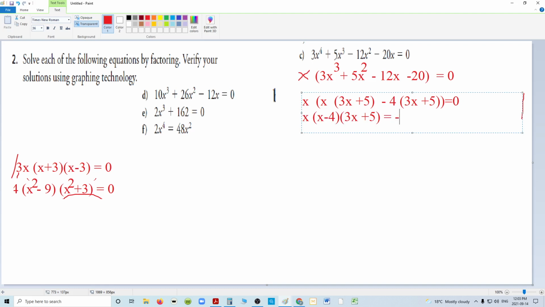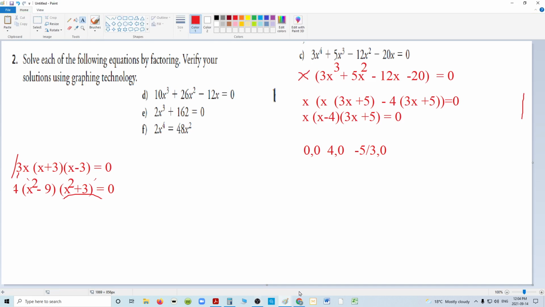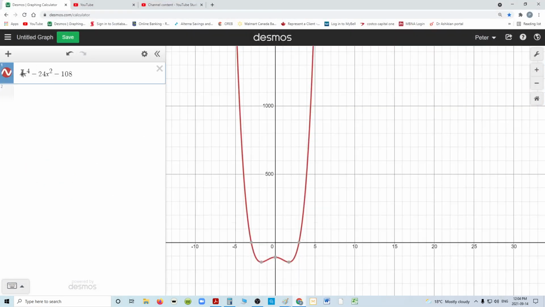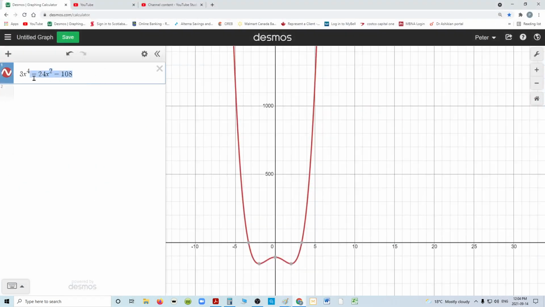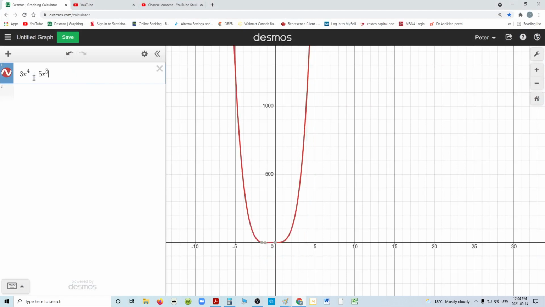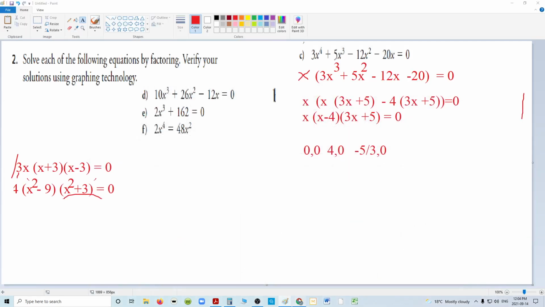And you can verify it by expanding it, but you should find roots at 0, 0, 4, 0, and minus 5 over 3, 0. Those will be your 3 roots. You can, again, plug it in if you want. 3x to the 4 plus 5x cubed minus 12x squared plus 20x, was it? Minus 20x.